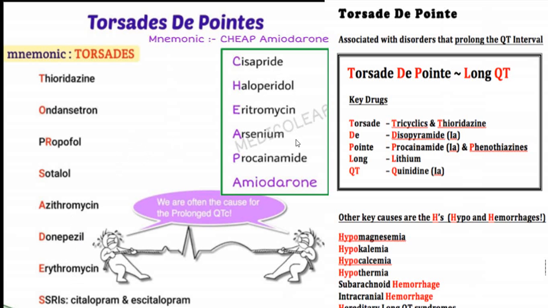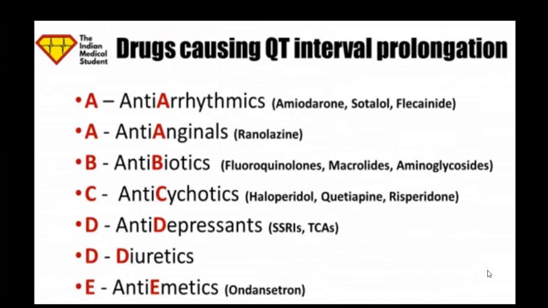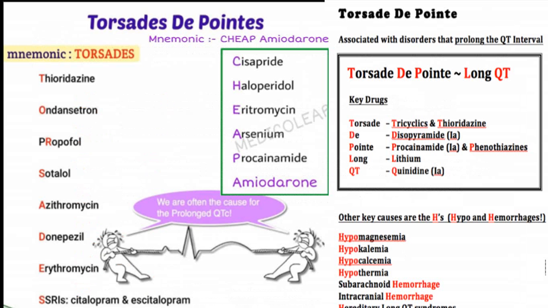Cisapride, then procainamide, amiodarone, and among the electrolyte imbalances, hypomagnesemia, hypocalcemia, hypokalemia, temperature, hypothermia, subarachnoid hemorrhage, intracranial hemorrhage, and congenital long QT syndromes. Do not forget all those conditions. Even quinidine is also notorious to produce long QT. Lithium is another. So these are all the different types, whichever way you want to remember. These are different mnemonics.